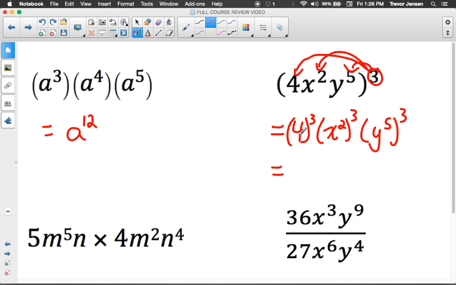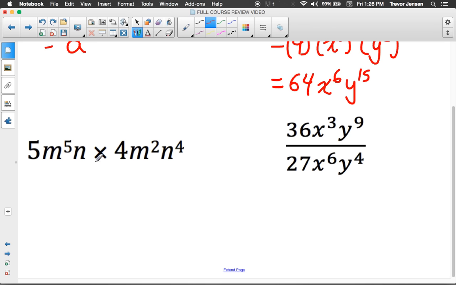And now I can evaluate. 4 cubed is 64. X to the 2 to the 3, well, that's power of a power. I know I have to multiply the exponents there, so that's x to the 6. And y to the 5 to the 3, power of a power rule again, y to the 15. And that's done. Here, I have product of some powers and of some coefficients here.